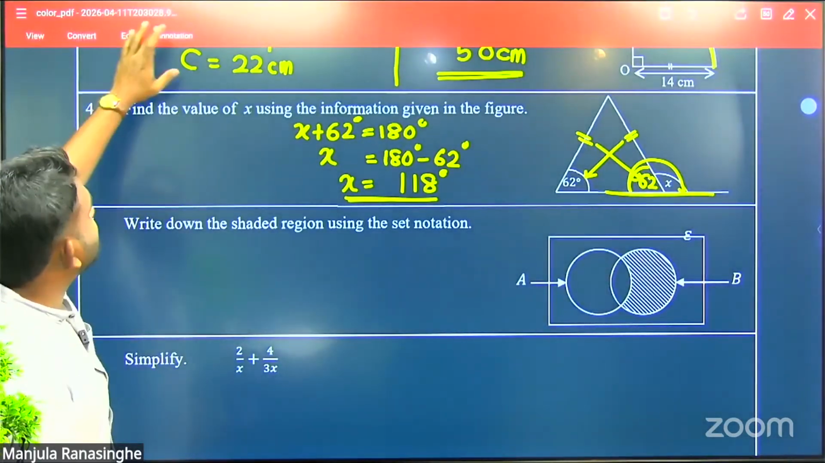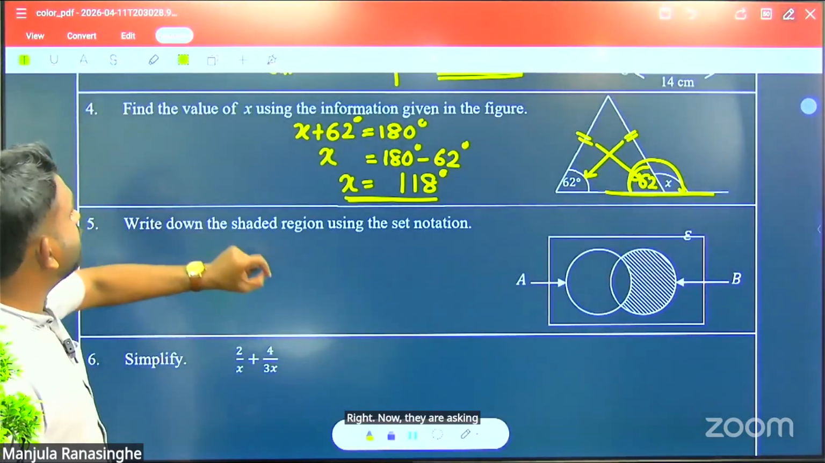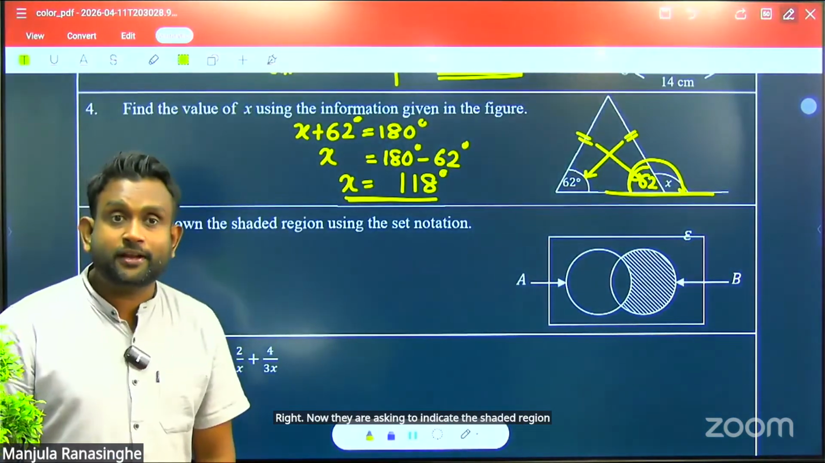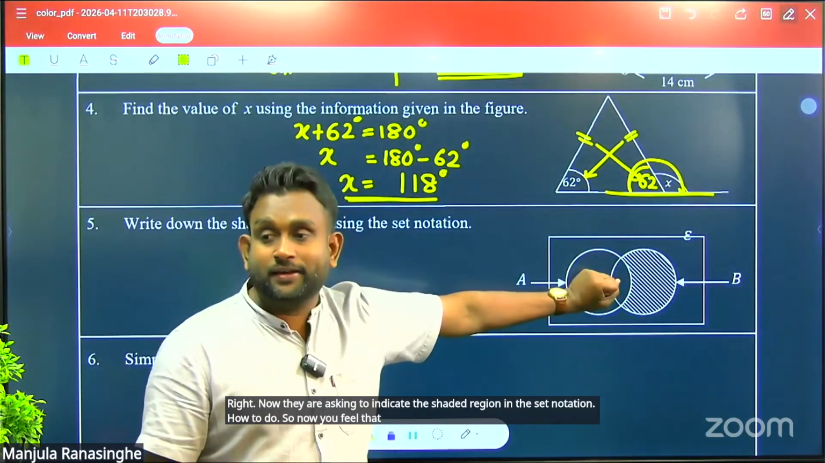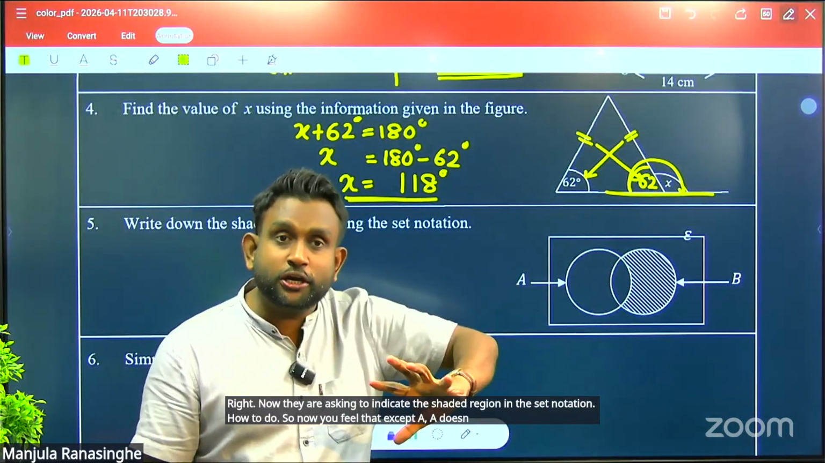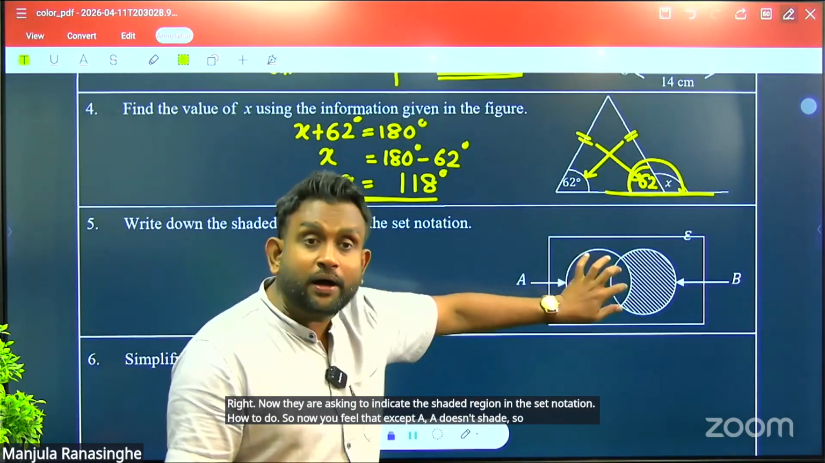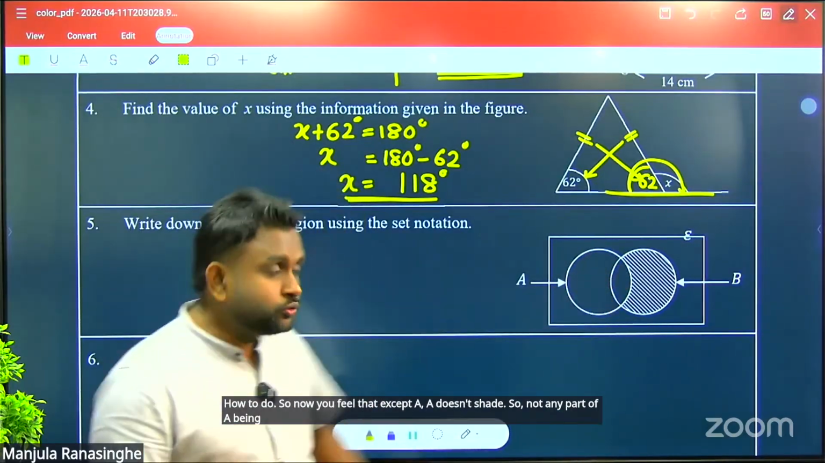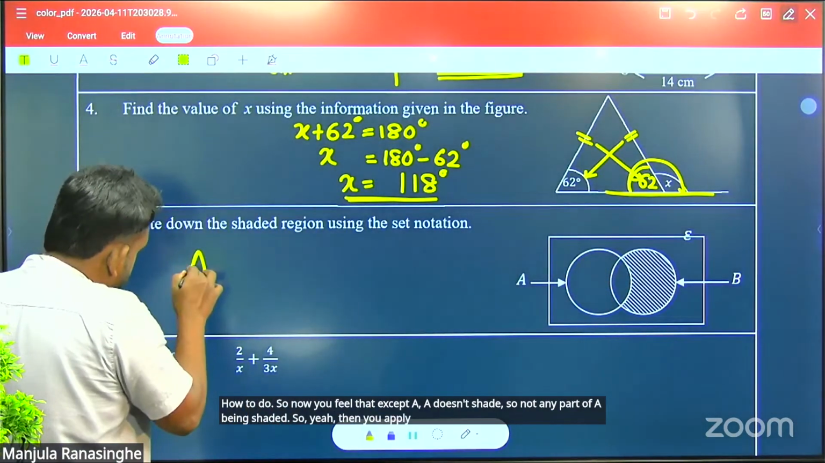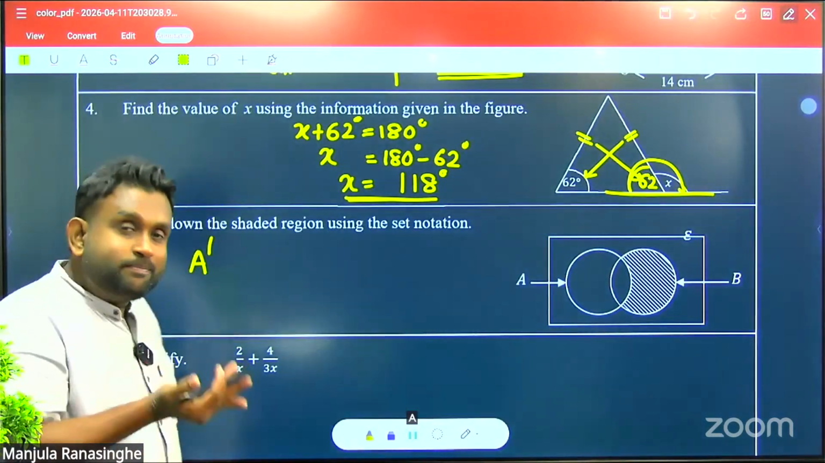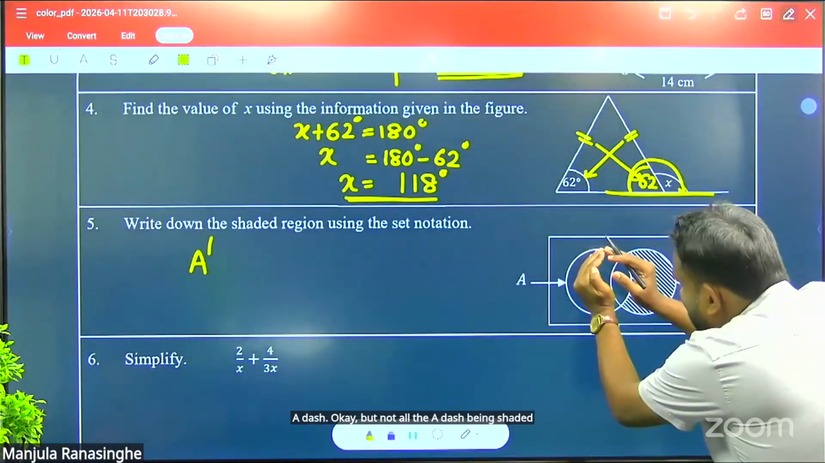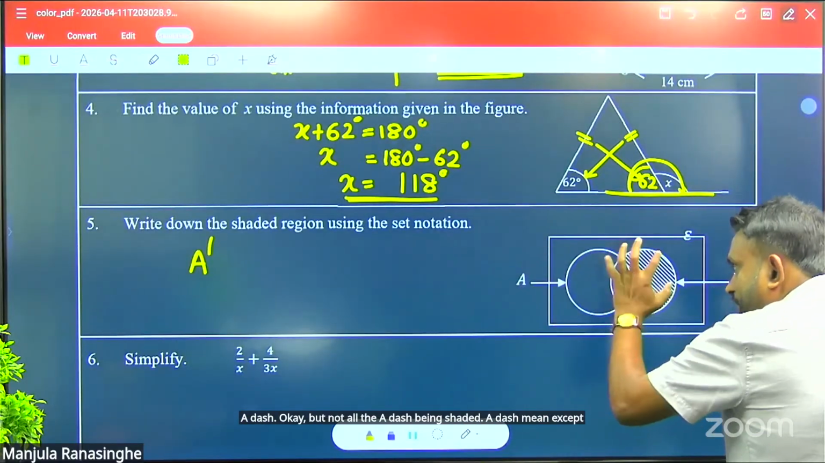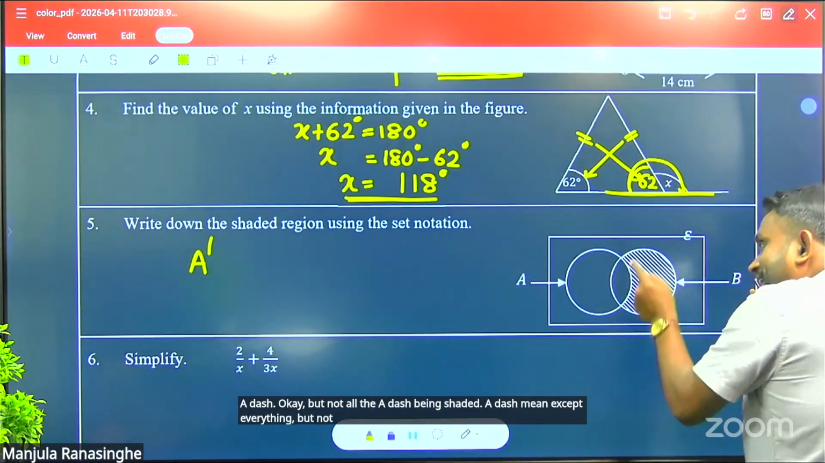Now they are asking to indicate the shaded region in set notation. How to do it? Except A, nothing is shaded, so not any part of A is shaded. So then you apply A dash. But not all of A dash is shaded. A dash is everything except A, but not everything is shaded.